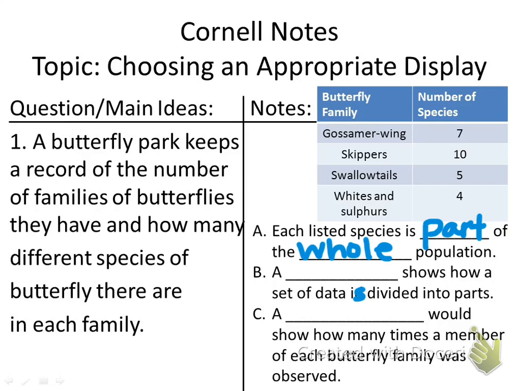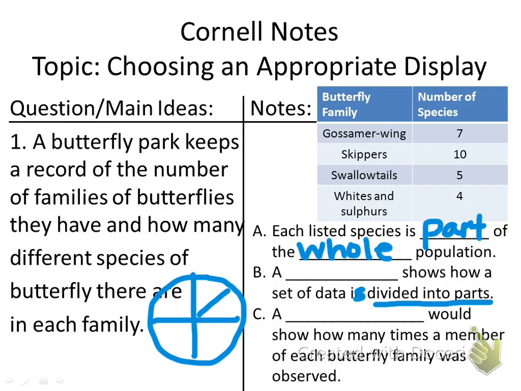And so, what graph would best display this? Well, would it be a line graph? Would it be a line plot? Would it be a bar graph? Would it be a histogram or a circle graph? My key word is divided into parts. So if I want to divide something into parts, that would be a circle graph.